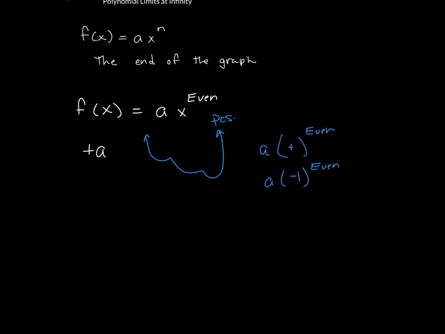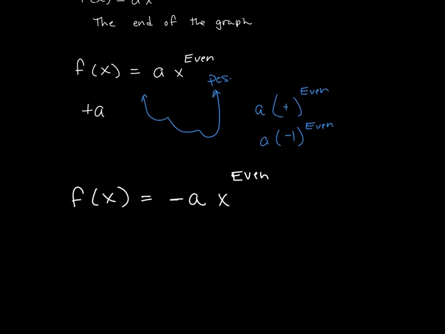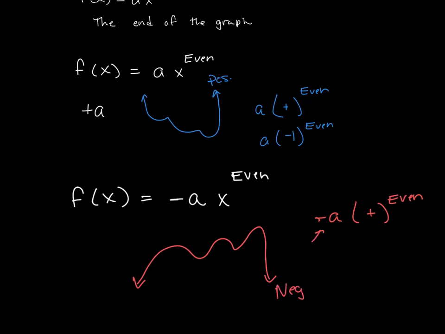Now, on the opposite note, if you have f of x equal to negative a and then x is to an even power, the whole thing flips over. So it's going to start down and end down, no matter what happens in the middle there. And again, the same reason is true if you have a negative a on the outside. The graph will always end being negative.